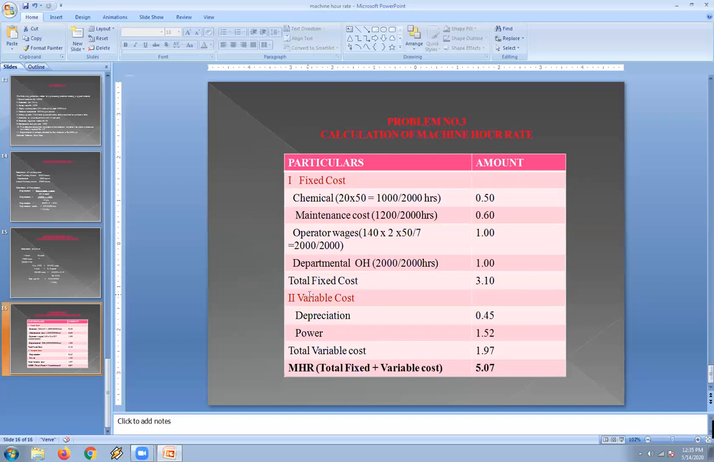In the same manner, we calculate the total fixed cost as well as the total variable cost. Then we calculate the machine hour rate. As we have already divided by the total working hours, there is no need to calculate again. We just add the total fixed cost and the total variable cost, and that will be the machine hour rate. Here the total fixed cost is 3 rupees 10 paisa per hour. Variable cost is 1 rupee 97 paisa per hour. Then the machine hour rate is 5 rupees 7 paisa. So this is how we have to calculate it.